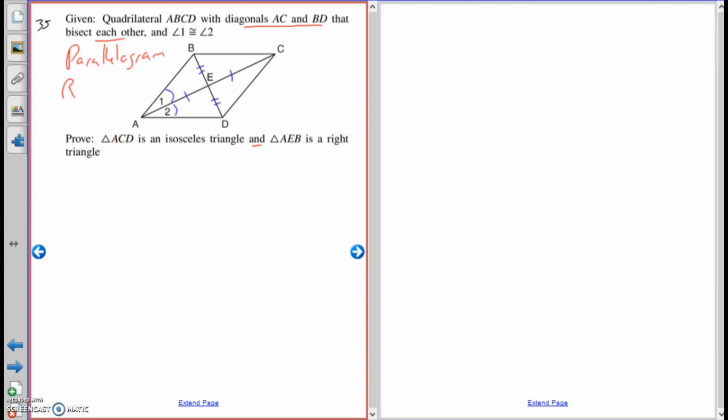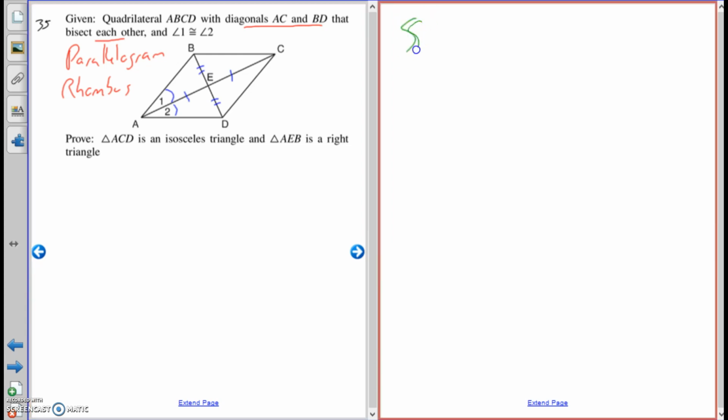And so, this problem would have been much easier if it just flat out said, you're given it's a rhombus, prove it's an isosceles triangle, and prove it's a right triangle. But that's essentially what they're doing. They're just saying it in cryptic ways. And that's the challenge of these proofs. So let's do this on a separate page so I can look on and see what's happening.